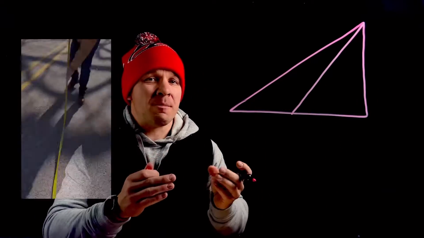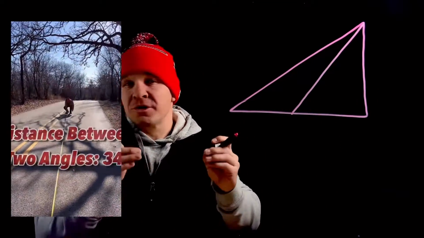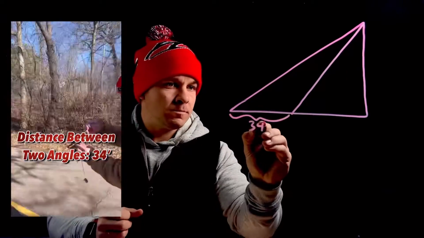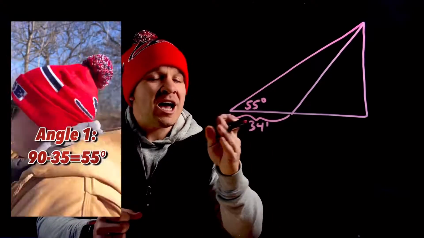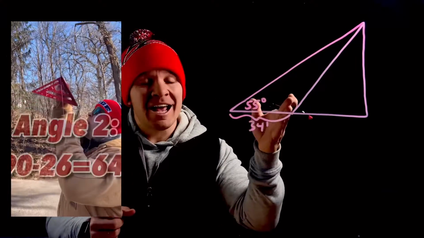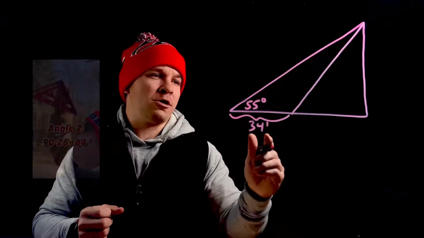So I set my tape measure up at a length of 34 feet, and I took 2 angles of observation. My first angle from farther away from the jump was 55 degrees. And then I walked 34 feet and looked again, and I had an angle of elevation of 64 degrees.